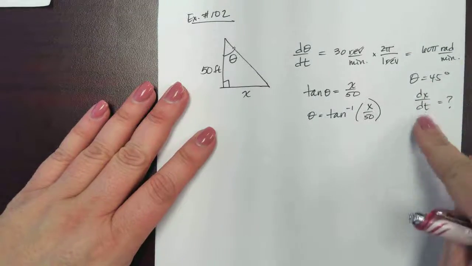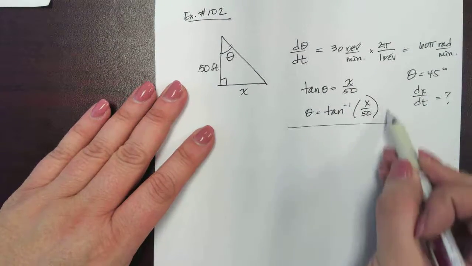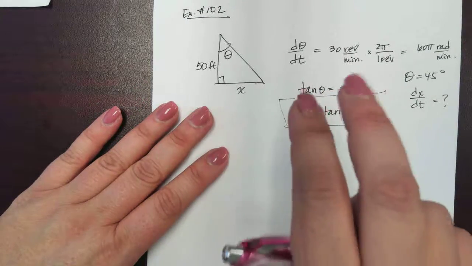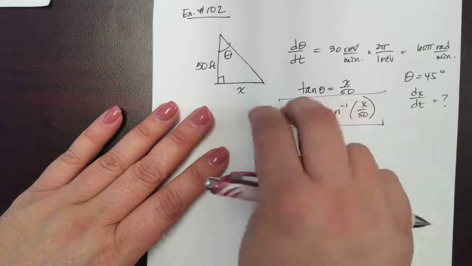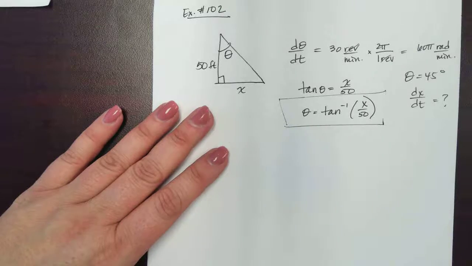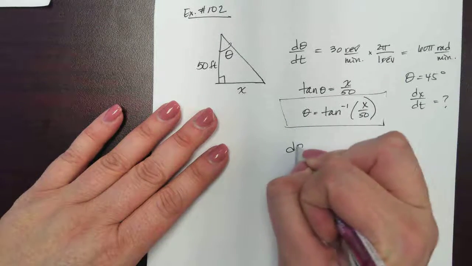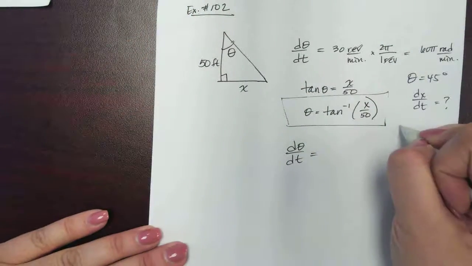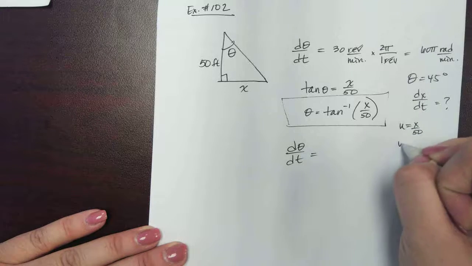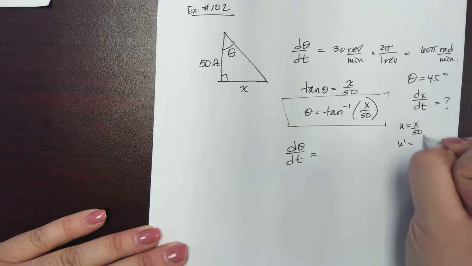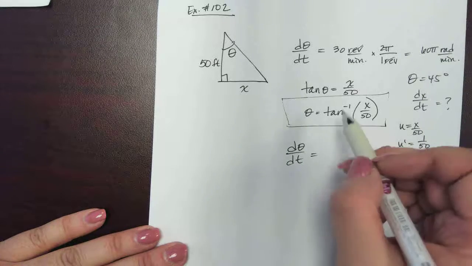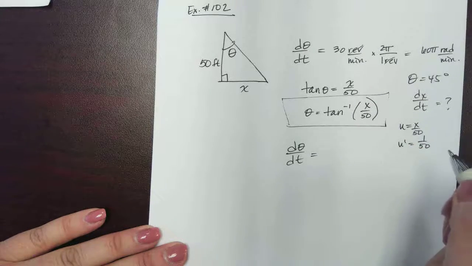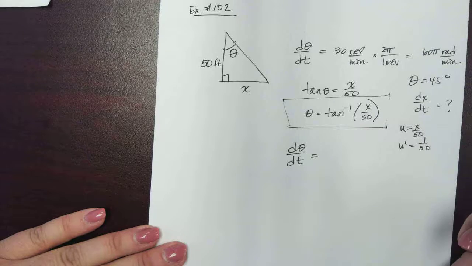So in order to find a rate like this, this is the equation I'm going to go with, and I need to take the derivative using implicit differentiation with respect to t, because all of my derivatives are with respect to t. So the left-hand side is going to be d theta dt. And now I have inverse tangent of x over 50. My u is x over 50. U prime is 1/50th. And the derivative of inverse tangent is u prime over 1 plus u squared. You're already memorizing it. We've used this one a lot.